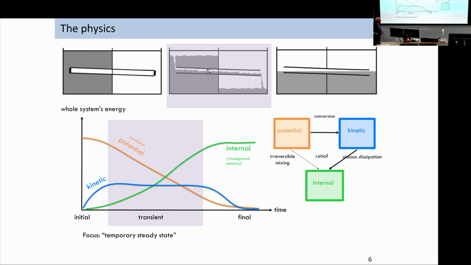So you can write the energetics in boxes. You start off with potential energy. That gets converted into kinetic energy of the flow. Some of that is dissipated, well, it's all dissipated viscously. Some of the potential energy is lost by mixing. And one of the questions we want to answer is, what is the ratio of those two dissipative mechanisms? And so what I'm going to do is try to study the mixing in this simplified system.